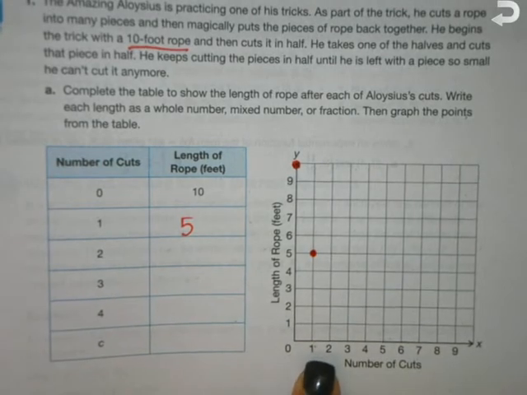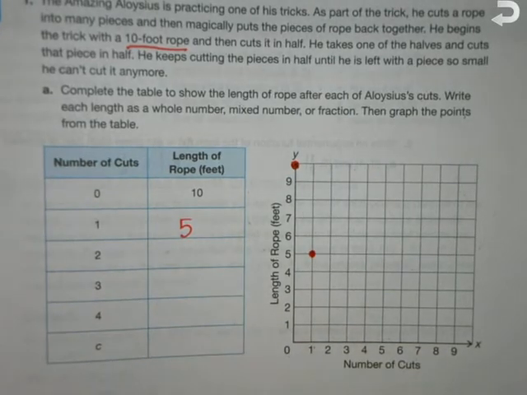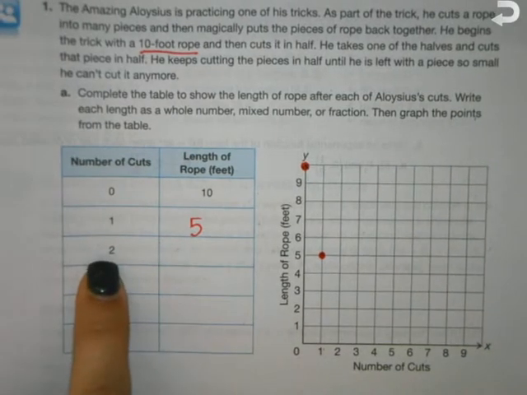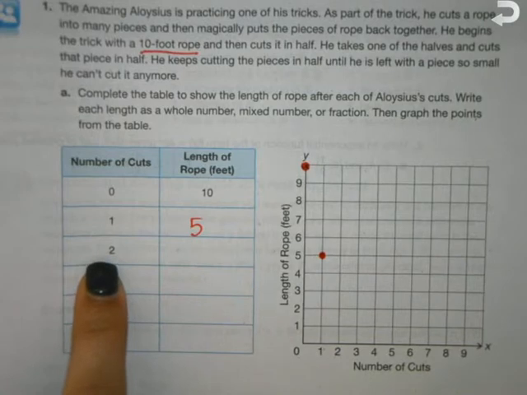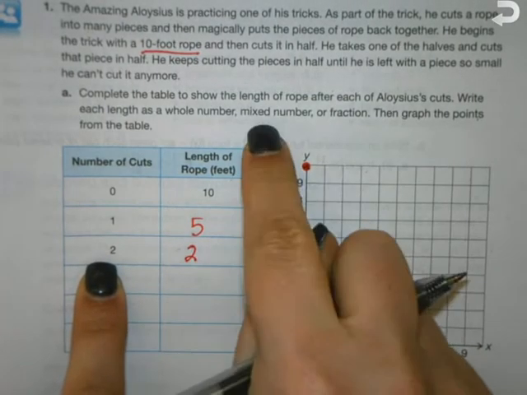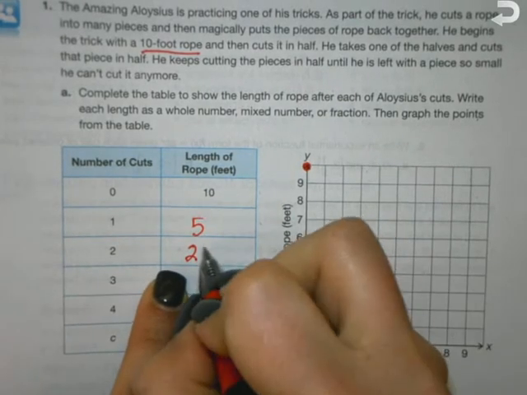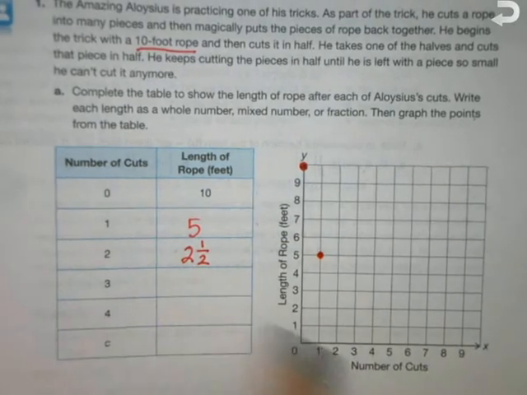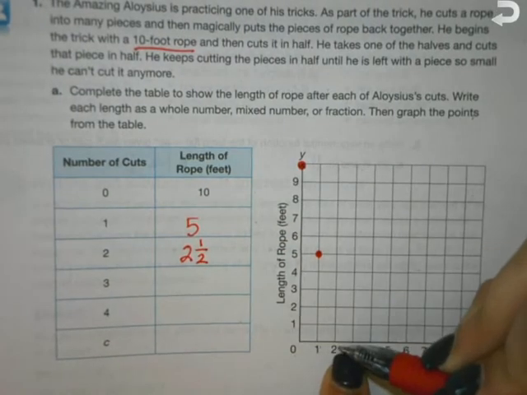So then he takes that 5-foot piece, and then he cuts that in half. So he made 2 cuts. What is the length of the rope now? 2.5. It says whole number, mixed number, or fraction. So not 2.5, it's going to be 2 1/2, right? So when he makes 2 cuts, the length of his rope is 2 1/2.